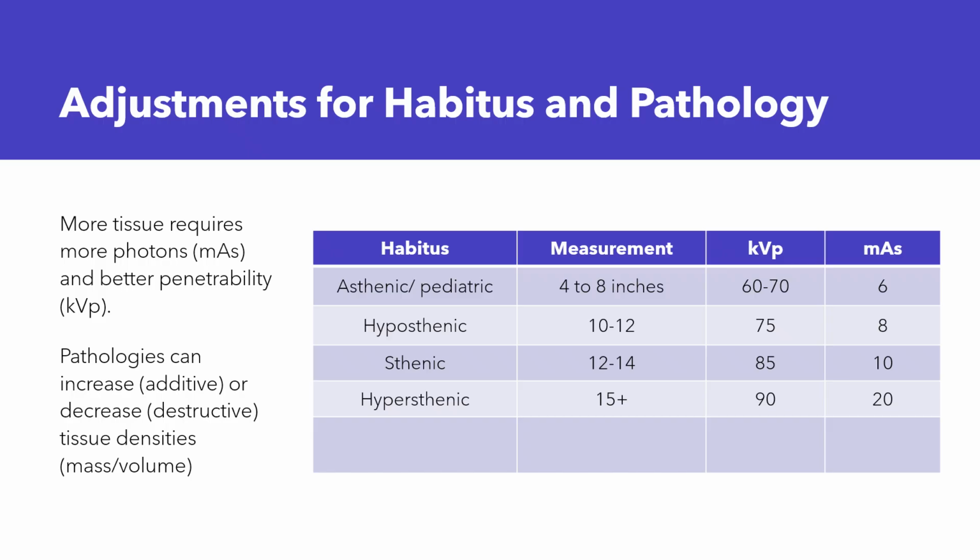And so not only do we adjust the kVp and the mass, that is the penetrability and the number of photons we send, according to the size of the patient, but we also adjust it depending upon what their backstory is, what their history is, and if they have a known pathology, especially if it's known to be additive or destructive, you're going to need to change technique for that.